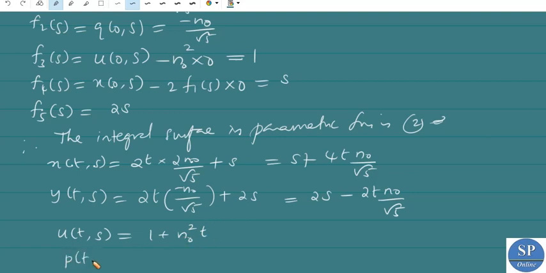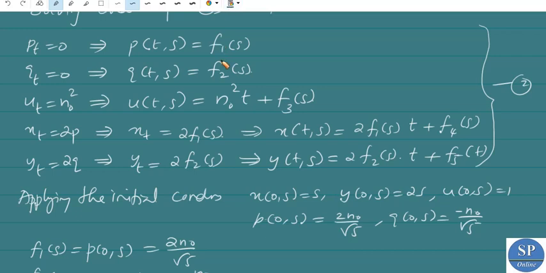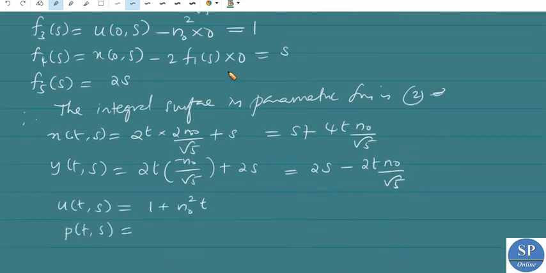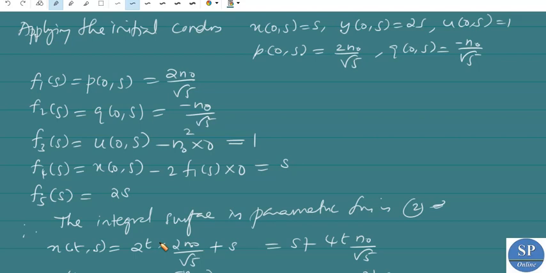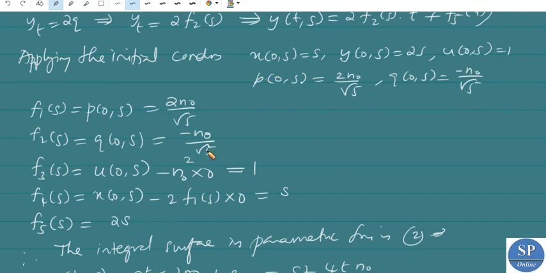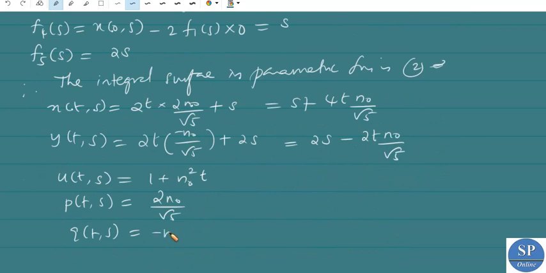And we have p(t,s). P is nothing but, what was that? P equal to F1 and Q equal to F2, right? So P equal to F1 is 2 n naught divided by root 5, and q(t,s) is F2, which is minus n naught divided by root 5. So these are the integral surface in characteristic form or parametric form. Okay, so this is the integral surface in parametric form.